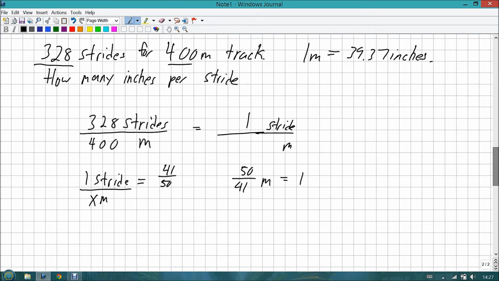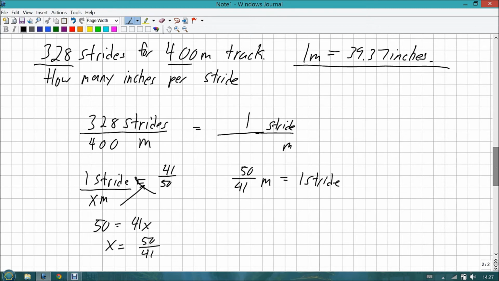That was really, really messy. I am really sorry about that. But if you look at it, if we cross multiply here, we get 50 is equal to 41x, and x is equal to 50 over 41. So we have 50 over 41 meters per every stride. Now we can use our next ratio to determine how long each stride is in inches.